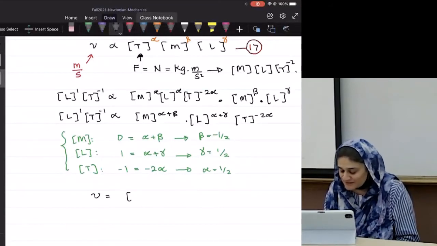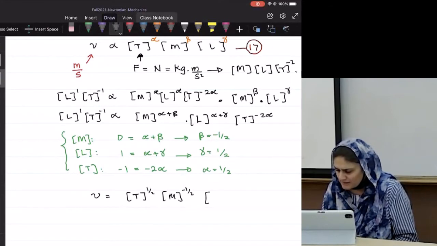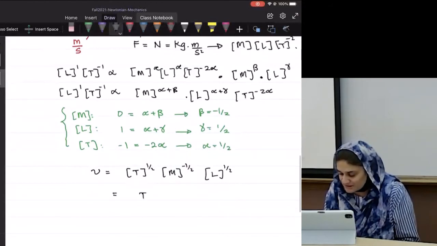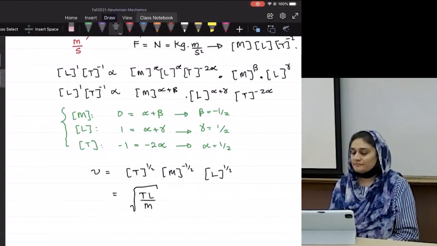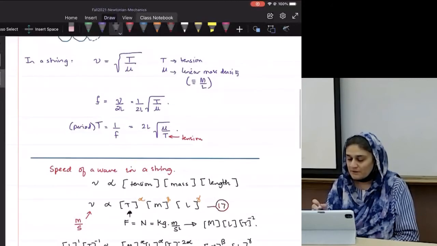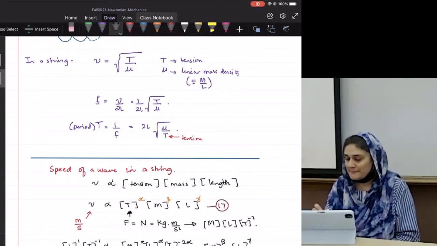V equals tension to the power a half, M to the power minus a half, and L to the power a half, right? Which means I can rewrite this as the square root of T L over M. But that's not quite what I was looking for. Here, this one had a mu in it. And mu was defined as M over L. Do you see that?